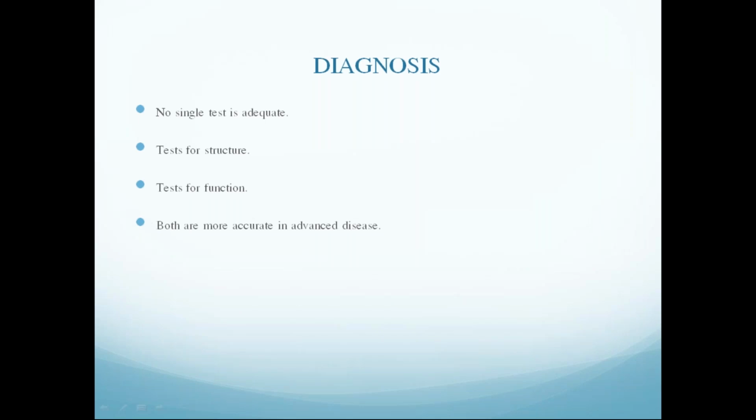So how do we diagnose chronic pancreatitis? Single tests are not always confirmatory tests. That is either serum lipase or serum amylase, those are not the confirmatory tests. Sometimes insulin levels also may fluctuate. So we cannot depend solely upon the blood test. Along with biochemistry lab tests, we require radiological diagnosis, and also sometimes pathological diagnosis is required. So tests for the structure and tests for the function, both are more accurate in advanced disease.